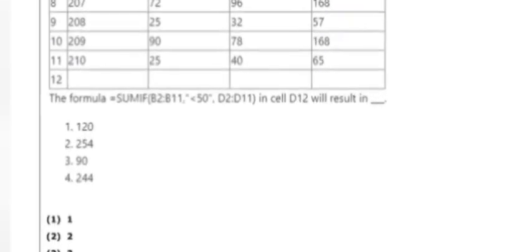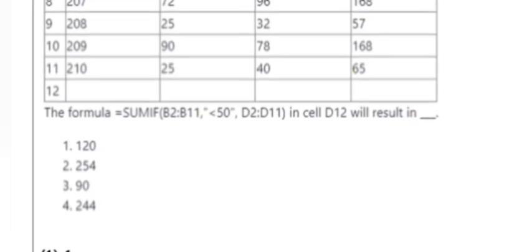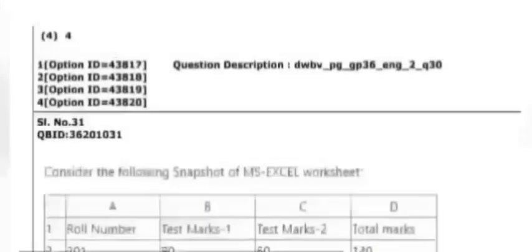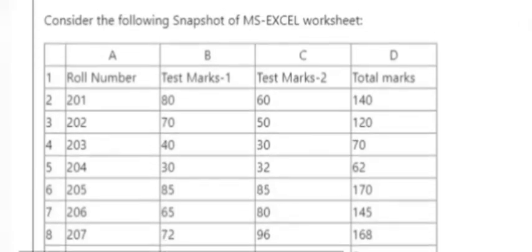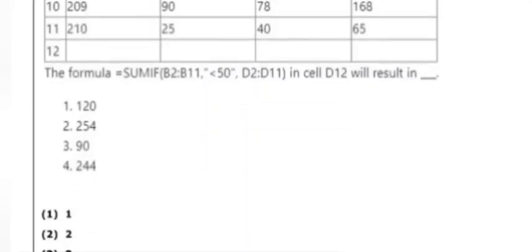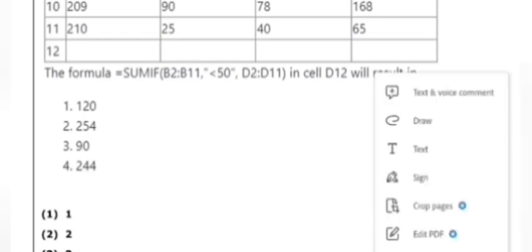Now the formula: SUMIF, then in the bracket B2 colon B11, and so on, you can see it, just check it out. Then what will be the result? 120 plus 54, plus 90, plus 44, it will be 254.